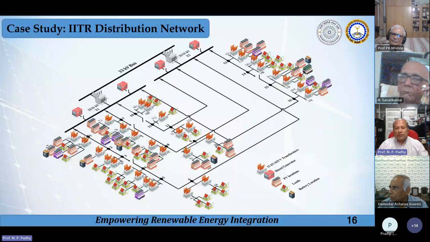Now, it is a very interesting diagram where it shows the campus network. This is our campus network. And very importantly, what we have derived is that there are 5 locations which have been identified. So you can just have a look.